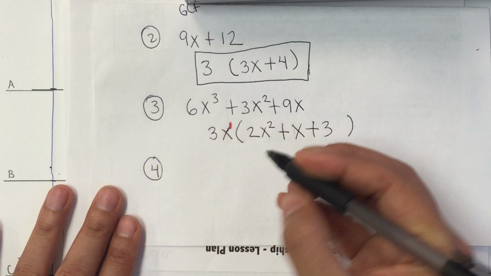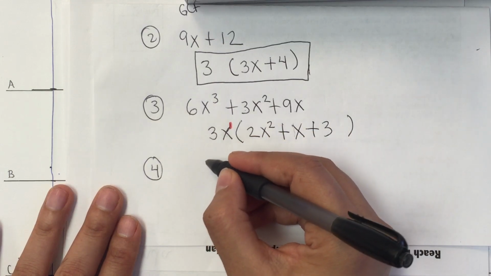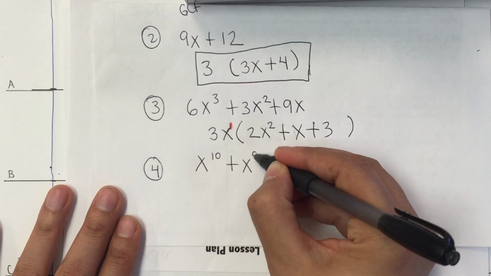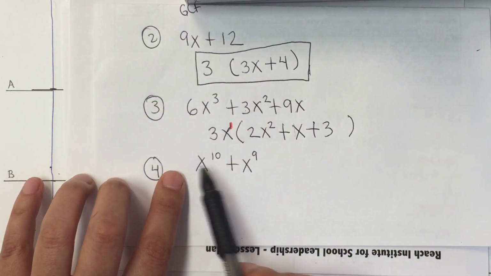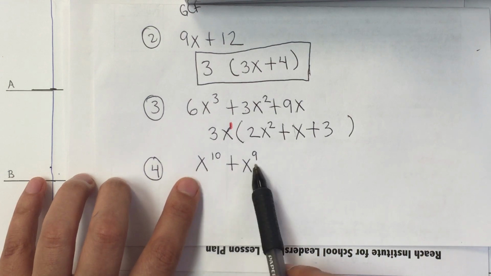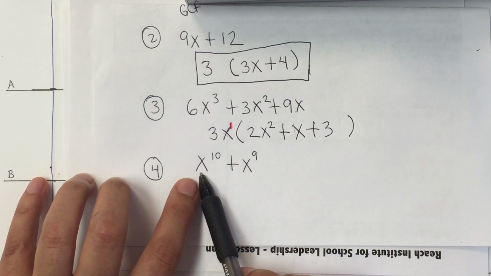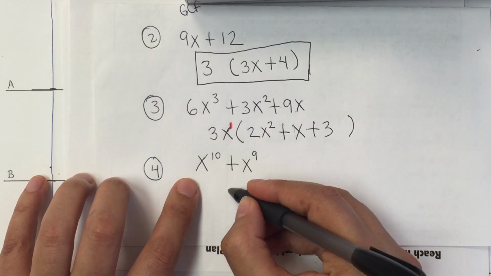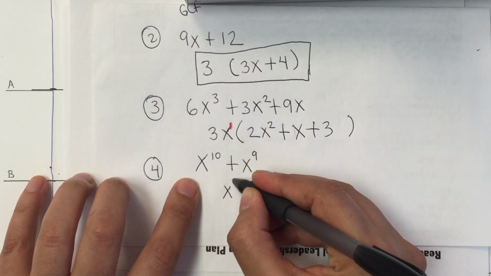Okay, a couple more examples. In this case, we don't have any numbers. All we have is variables, and both terms have variables. So we're gonna get the one with the smallest exponent. That's my greatest common factor.